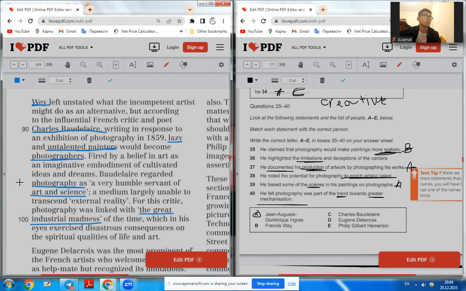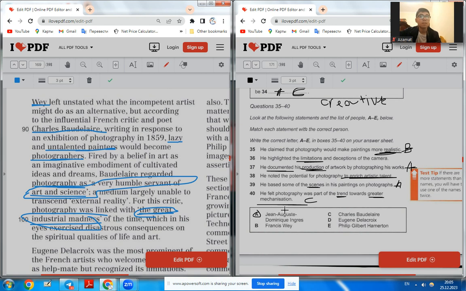So he regarded photography as a humble servant of art and science, right? And he's also talking about photography being linked with the greater industrial madness. Nothing about limitations, nothing about enriching artistic talent. But he's talking about having greater mechanization, right? Servant of art and science, greater industrial madness. So the answer for question number 40 is C.